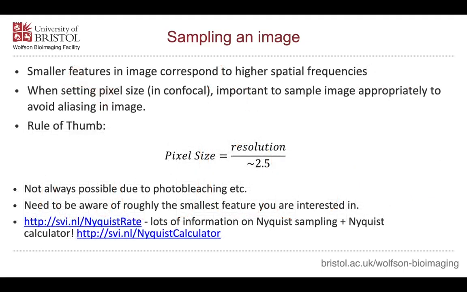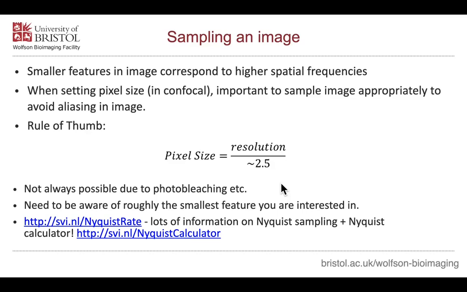So generally, what does all that mean in terms of rules of thumb? Smaller features in the image correspond to high spatial frequencies. So when you're setting your pixel size in confocal, it's important to sample the image appropriately to avoid aliasing in the image. And as a rule of thumb, work out your resolution from the Rayleigh criterion, and then divide it by about 2.5-ish, 2 to 3. That will give you an appropriate pixel size. This isn't always possible, like I mentioned, due to photobleaching. Sometimes you're more interested in temporal dynamics, for example, and less interested in spatial measurements.